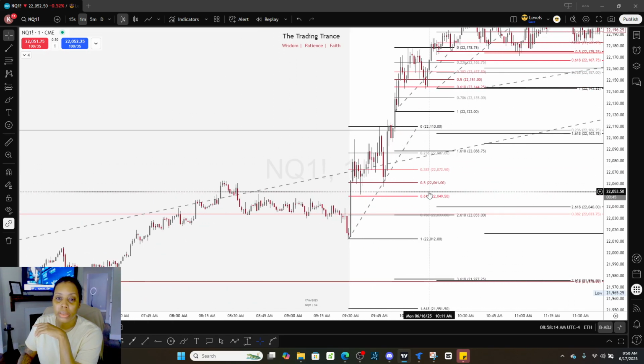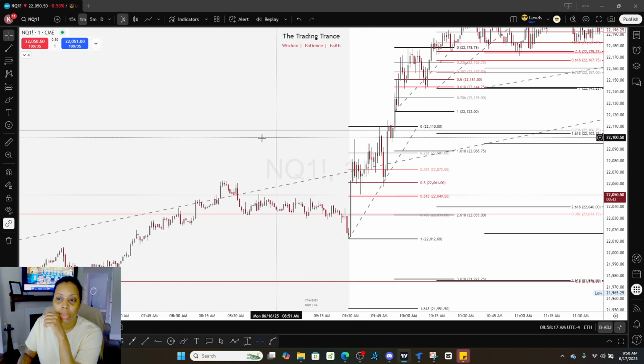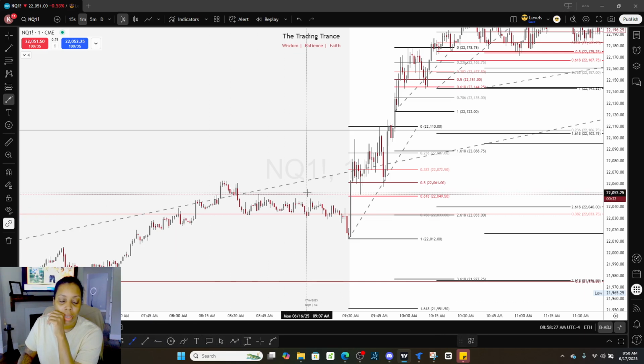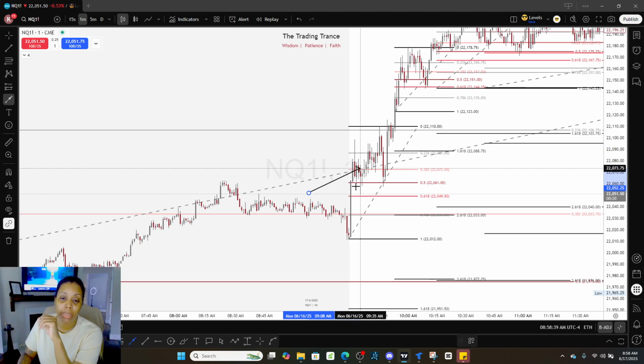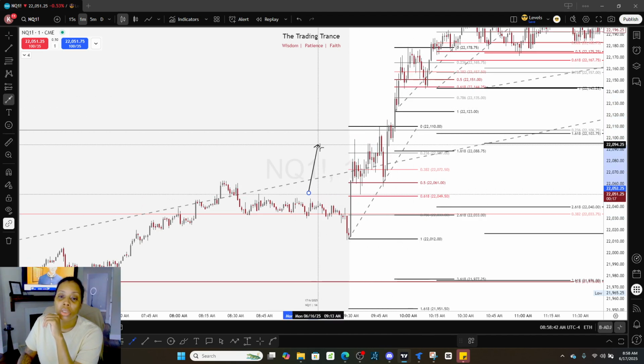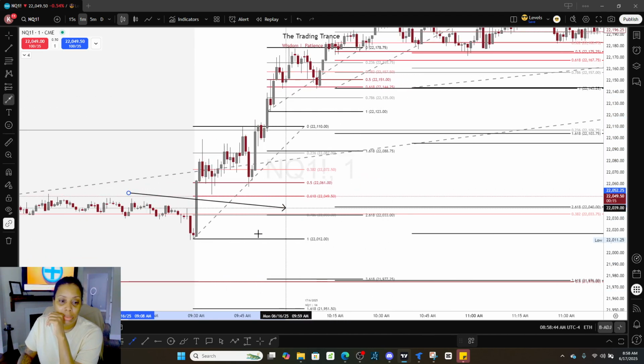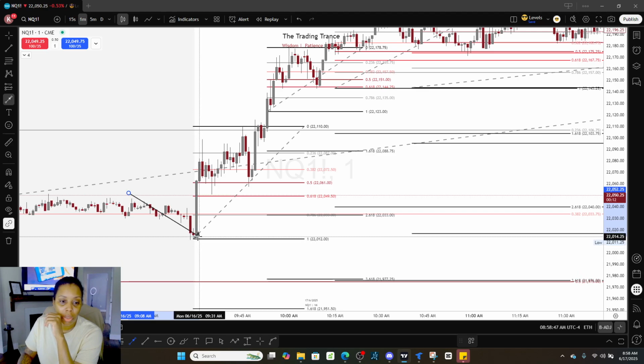So then price shot up out of my fib. The top of it was here, and once it shot up out of the fib like that, I thought it would maybe shoot up a little bit and then come down to my level, and it did not do that. Come down to one of these levels and then bounce back up, but it didn't. It just went.